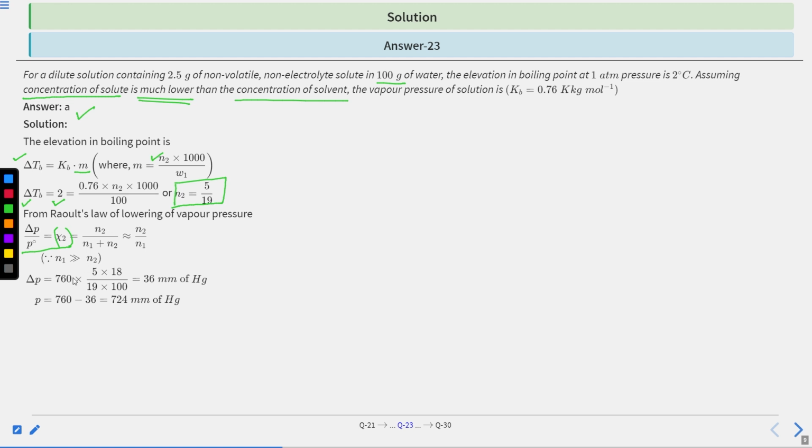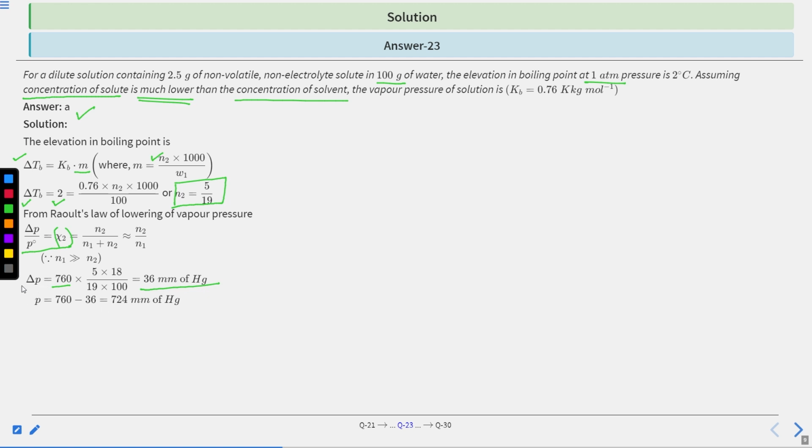And on putting the values given in the question, del P will be equal to P naught, and P naught is given as 1 atmosphere, and we are calculating in mm of Hg. So it will be 760 and multiply by the N2 value, 5 by 19, and multiply by the N1 value, which is 100 by 18. So it will reverse. And on solving this, it is coming out as 36 mm of Hg.